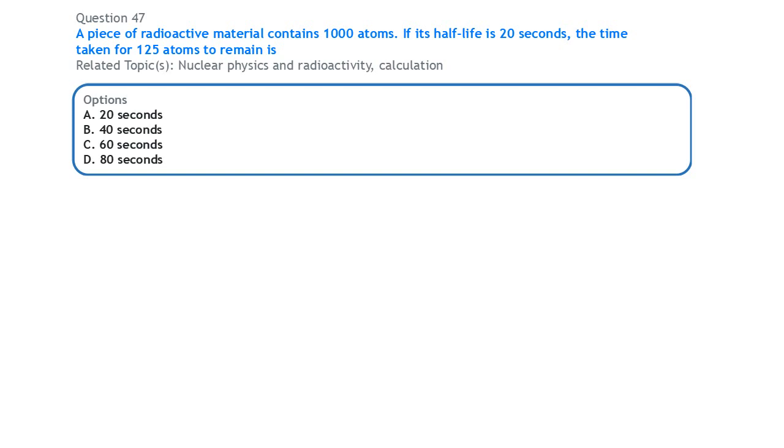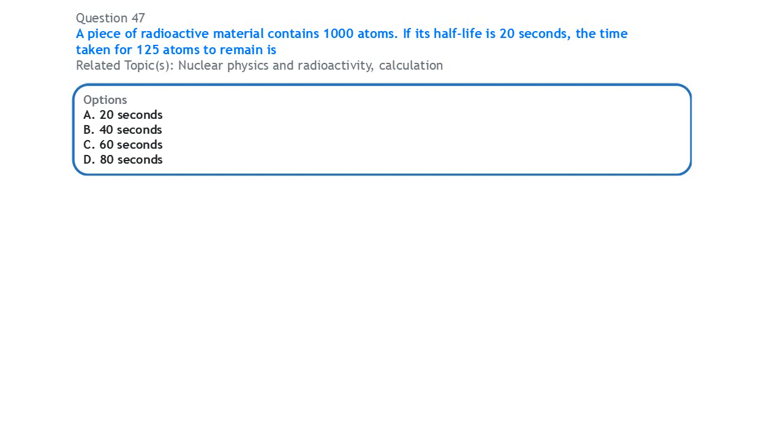A piece of radioactive material contains 1000 atoms. If its half-life is 20 seconds, the time taken for 125 atoms to remain is? Now the half-life of a radioactive material is the time that it will take for it to contain half of the original number of particles that it has. That is the time that it will take for it to decay to half of its original size, or mass.